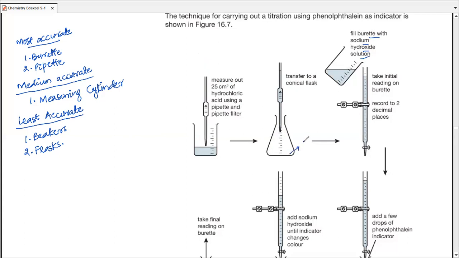So we have acid over here, notice, and we have alkali over here. All right. Take the initial reading of the burette, recorded to two decimal places. A burette can be recorded up to two decimal places, which means the reading can be 10.15, right? So burettes are very accurate. This gives you the idea. Up to two decimal places means it's really accurate.